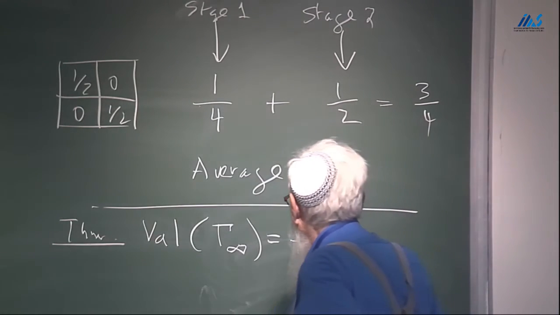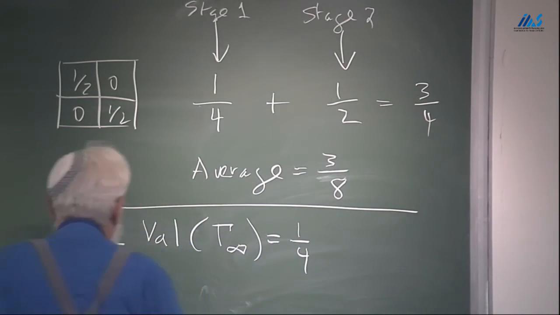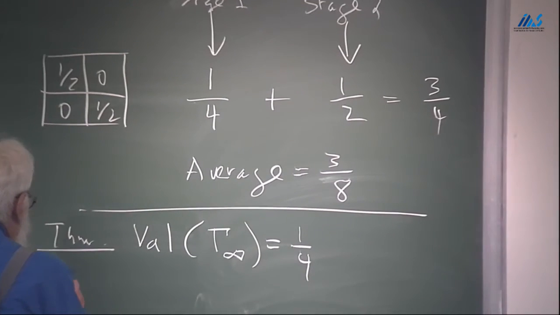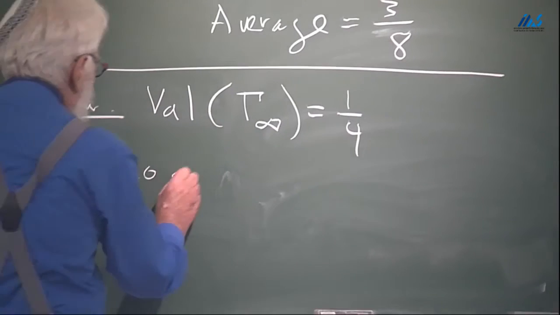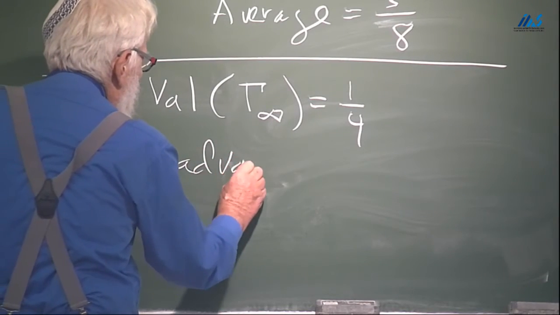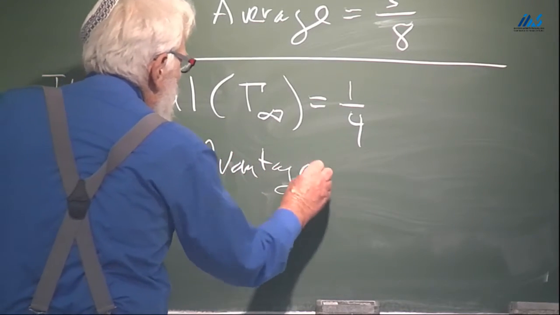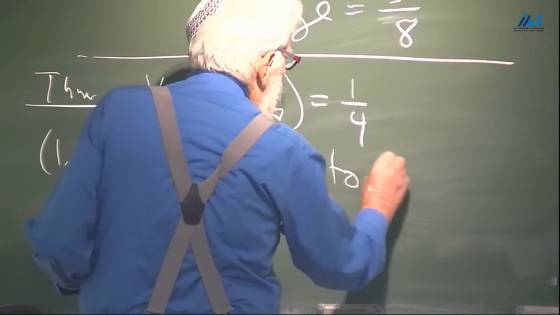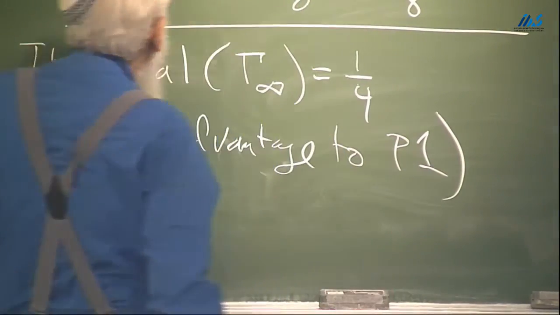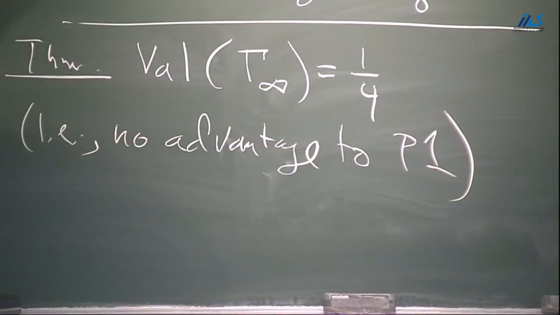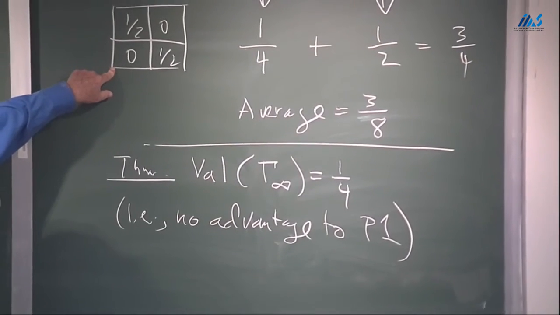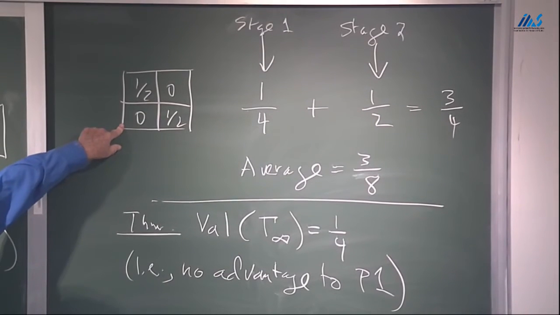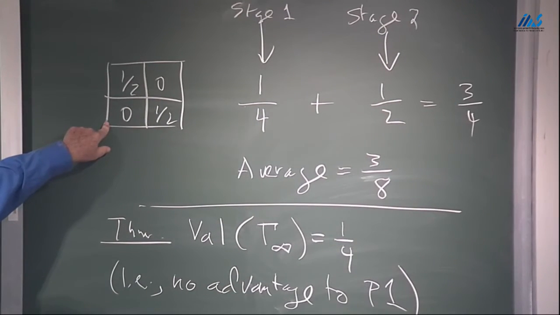So the value is 1/4, i.e., no advantage to the informed player, P1. Now, we saw that in the one-stage game, if P1 ignores his information, the value of that is 1/4.